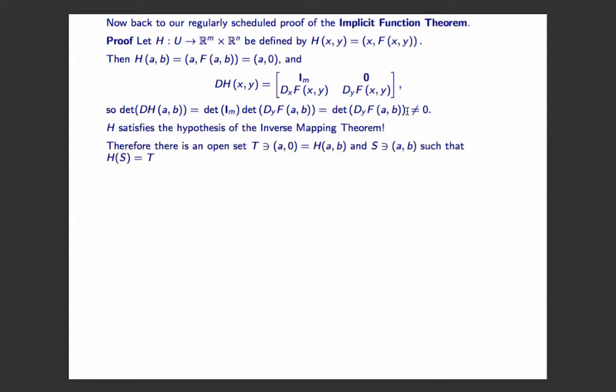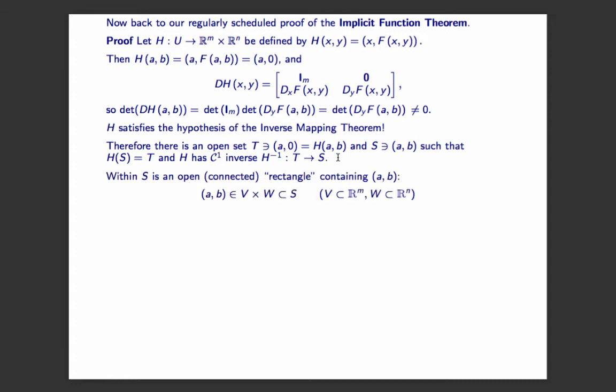Well, there's an open set T containing the image of (a, b) under H, in other words, H(a, b). And there's an open set S containing (a, b), where the derivative is invertible, such that H(S) equals T. And H has a C^1 inverse that maps T back to S. That's exactly the statement of the inverse mapping theorem.